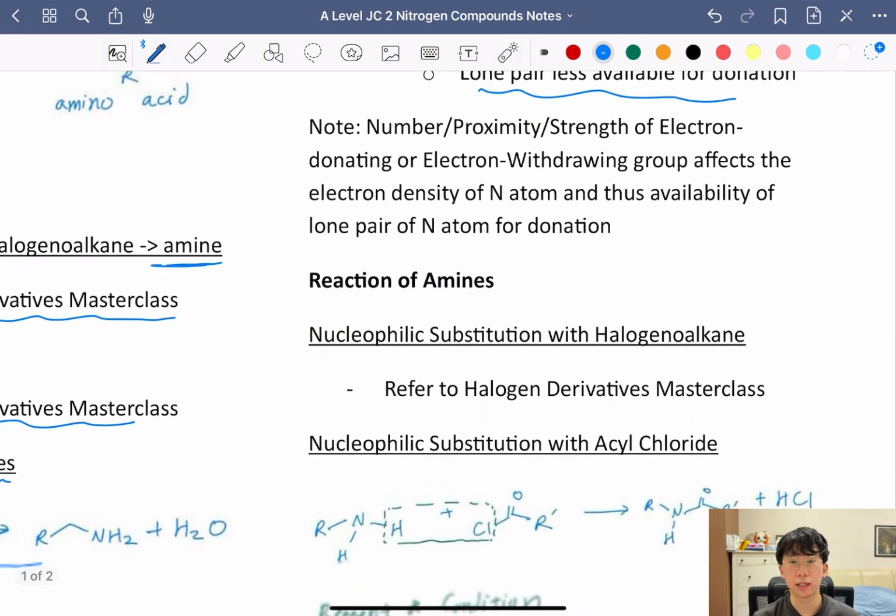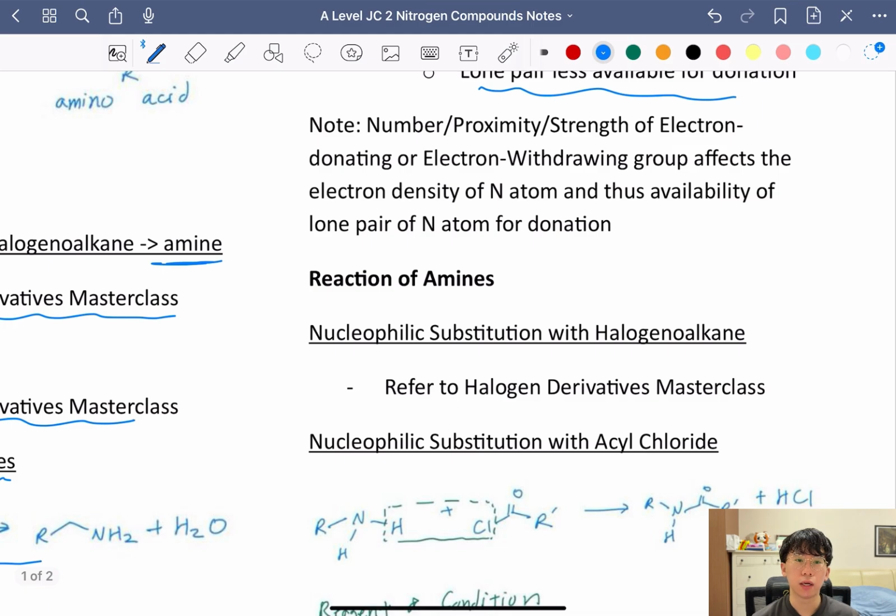So do take note that we always keep talking about the availability of the lone pair of your nitrogen atom, and this is the main driving force of whether you can determine it is basic or not for your nitrogen compounds. And therefore, there are other factors that will also affect your basicity, which I've kind of covered in previous organic chapters as well, so you can refer to those for the full explanation.